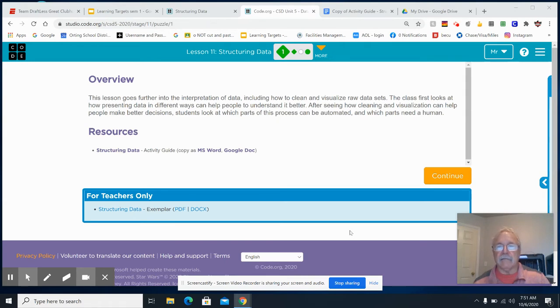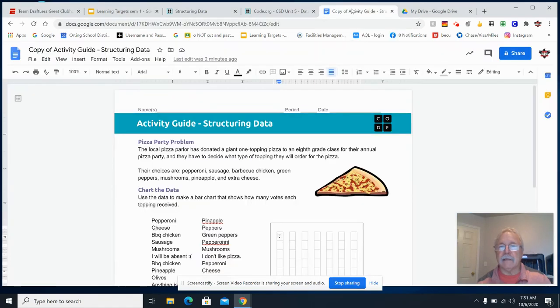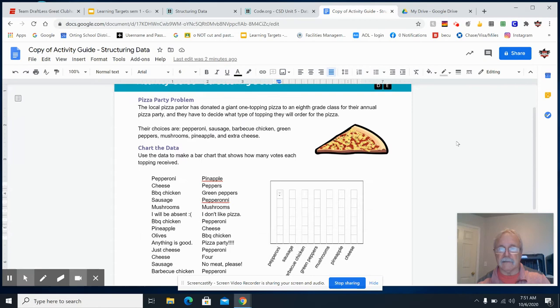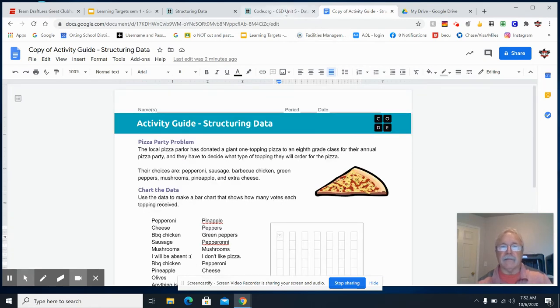First of all, you need to be on lesson 11. Plus, you also need to have the activity guide. So make sure you ask your instructor for the activity guide. Activity guide looks like this. Okay, that's all it is, one page, and it deals with the pizza survey. So make sure you do have that on hand.